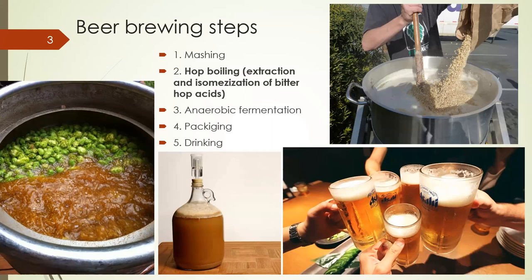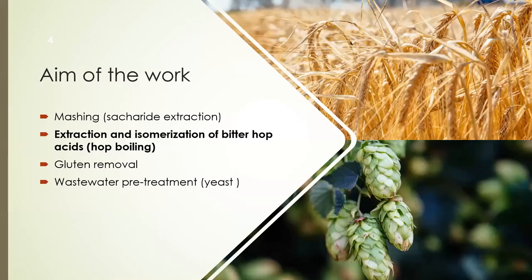Beer brewing has about 5 main steps. First, you need to mash the malt with the water. Then you extract saccharides and sugars from barley. Then you add hops and boil it for a while. This is the step where we wanted to apply cavitation. You need to extract bitter acids from hops and isomerize them into iso-alpha acids to make the beer bitter. Then follows the anaerobic fermentation, packaging, and drinking of the final product.